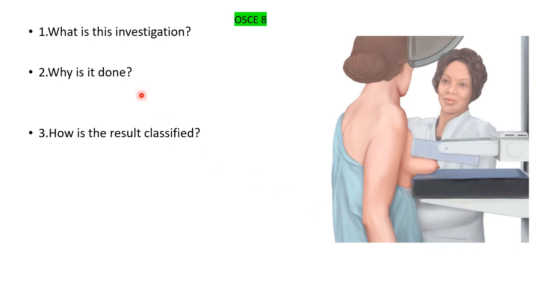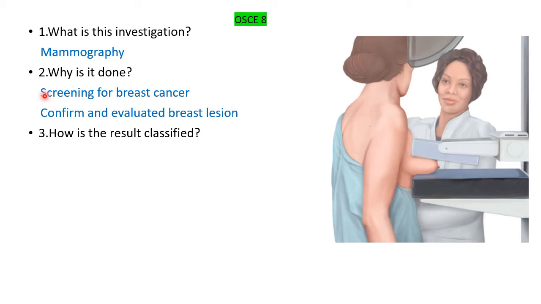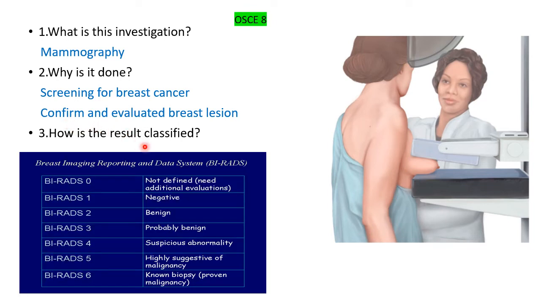What is this investigation? Why is it done? And how are the results classified? This investigation is called mammography. It is done as a screening for breast cancer and to confirm and evaluate a breast lesion complained of by the patient or detected on ultrasound. The results are classified as in this table.